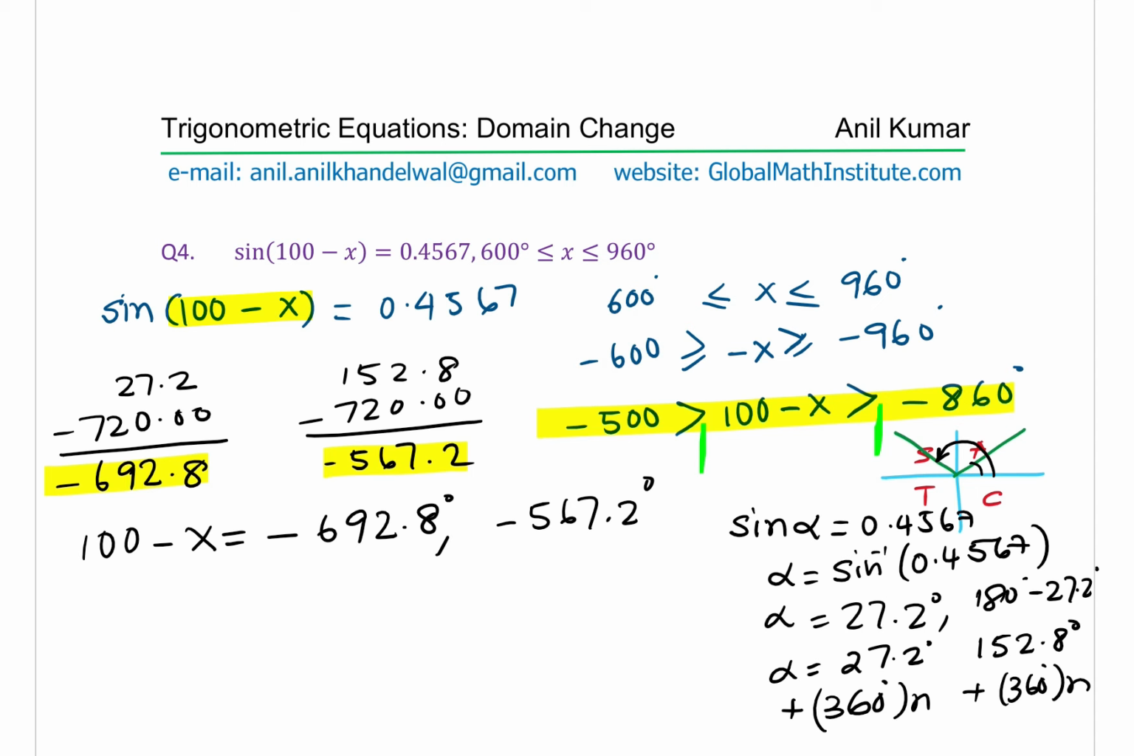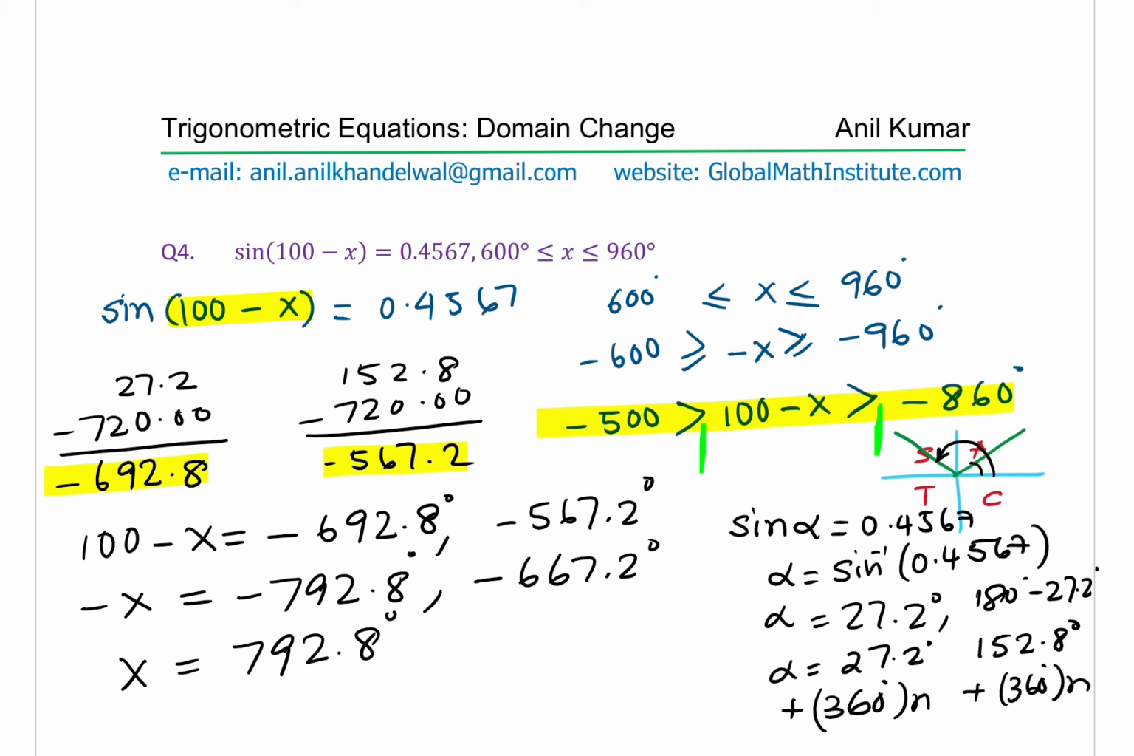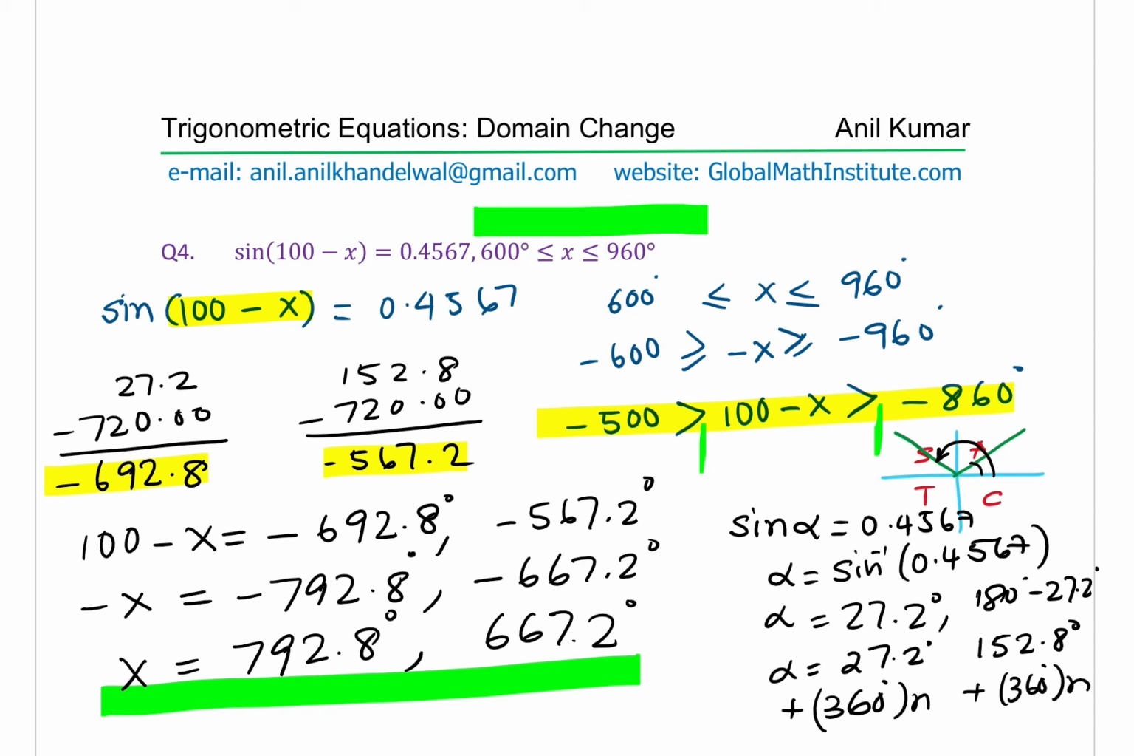So we need to now work on this. We have minus x equals, we'll take away 100. So we get minus 792.8 degrees or minus 667.2 degrees. And x will be, change the sign, 792.8 degrees or 667.2 degrees. You can clearly see that this answer is within the required domain. Correct? So that is how we are going to answer it. So I hope the steps are absolutely clear. You have to add or subtract the multiples of 360 to get to the required domain.